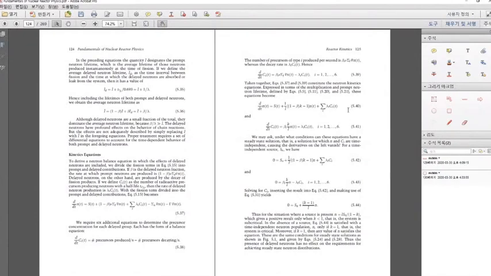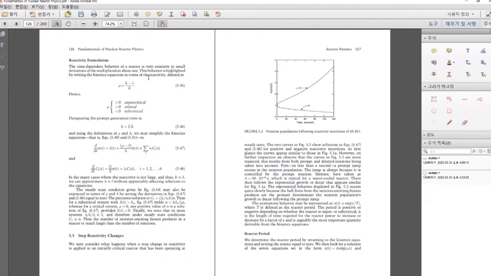Here, simultaneous differential equations. And then, by introducing the reactivity and prompt generation time, the simultaneous differential equations have this form, as shown in the figure, equations 5.47 and 5.48.